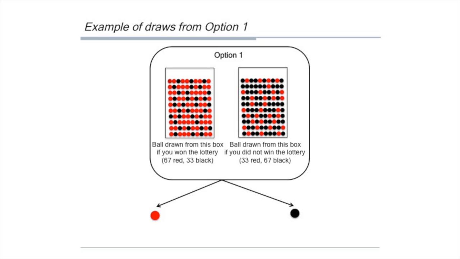What does it mean if you see a red or a black ball from option 1? If you see a red ball from option 1, it means that the chances that you won the lottery are higher than 50% because there are many more red balls in the left box than in the right box. In fact, it means that the chances that you won are 67%. If you see a black ball from option 1, it means that the chances that you won the lottery are lower than 50% because there are many more black balls in the right box than there are in the left box. In fact, it means that the chances that you won are 33%.